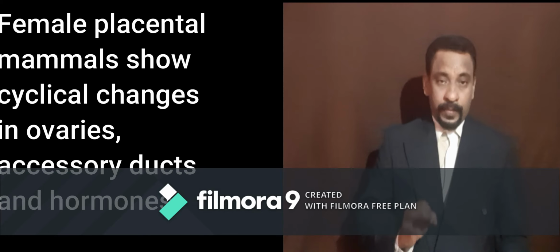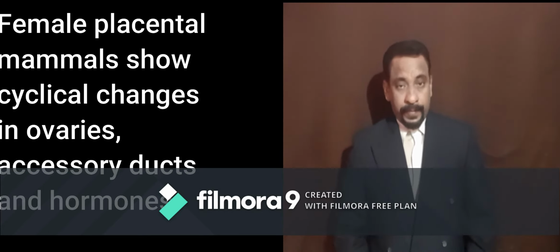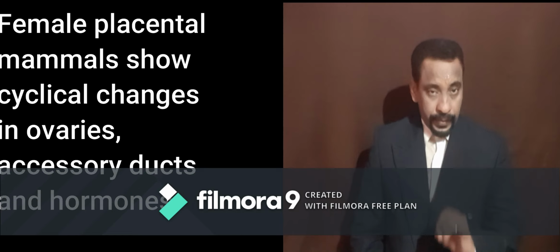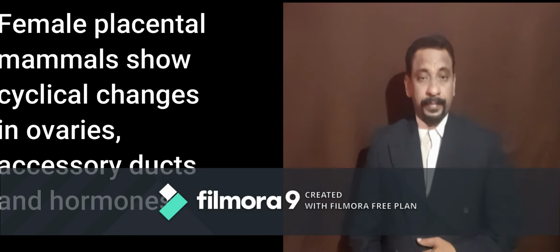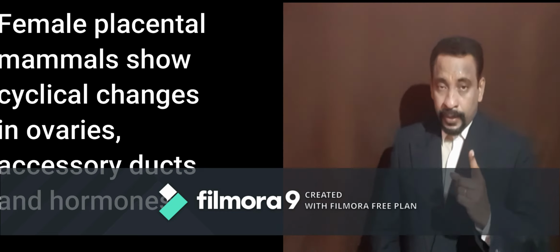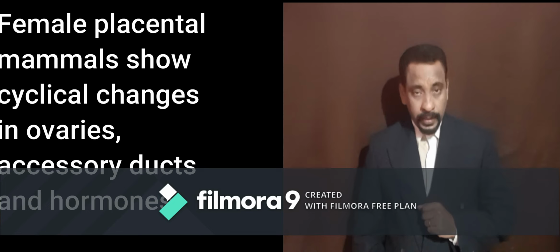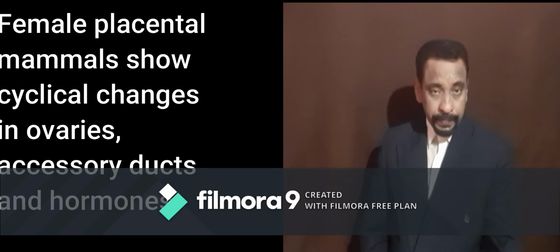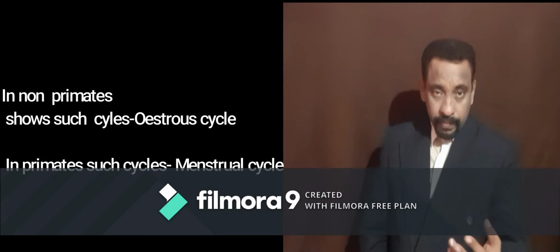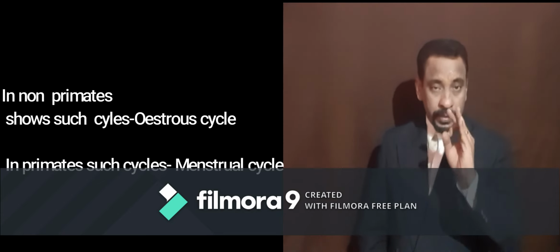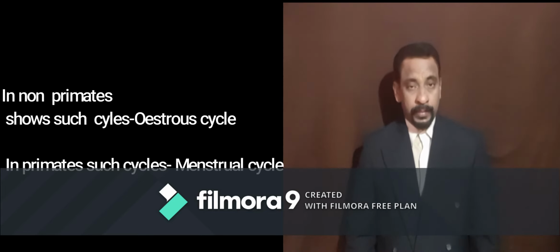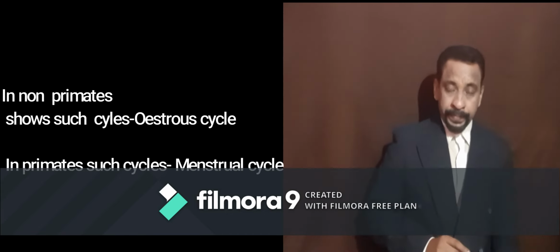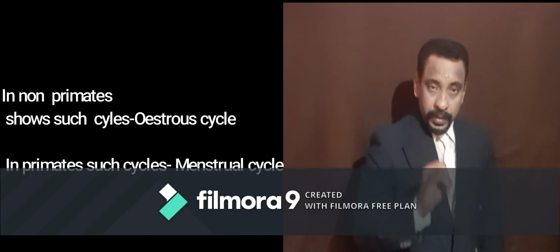What happens especially to female placental mammals in their reproductive phase? They show cyclical changes in the activities of ovaries, accessory ducts and hormones. Let us learn some examples. In non-primate mammals, such cyclical changes are called the estrous cycle. Examples are cow, sheep, rat, dog, tiger, etc. But in primates, cyclical changes are called the menstrual cycle. Examples: monkeys, apes, and humans.